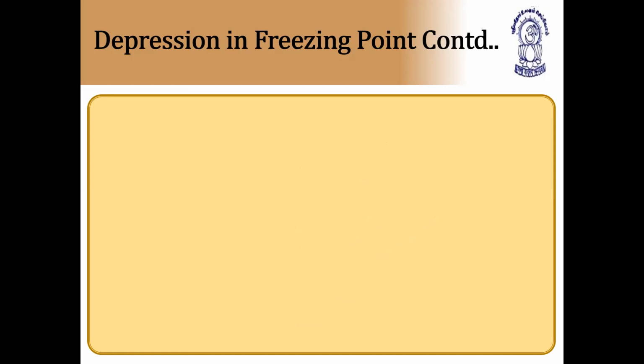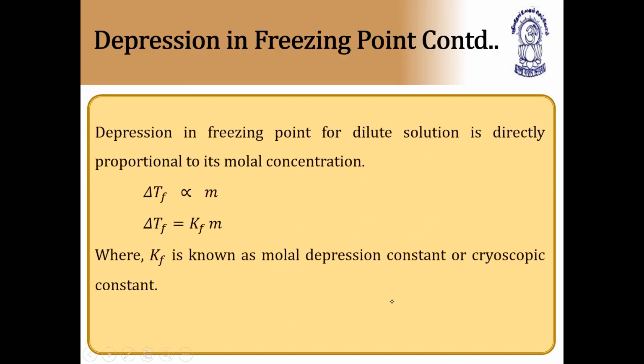So next, as I already told you, it is observed that depression of freezing point for a dilute solution is directly proportional to its molal concentration. So delta TF is proportional to m, or delta TF is equal to KF into m. Hence we can write delta TF is equal to KF into molality of the solution, where KF is known as the molal depression constant or cryoscopic constant.